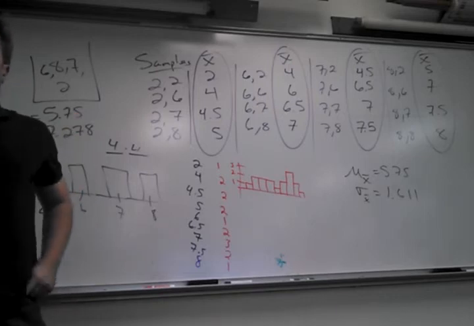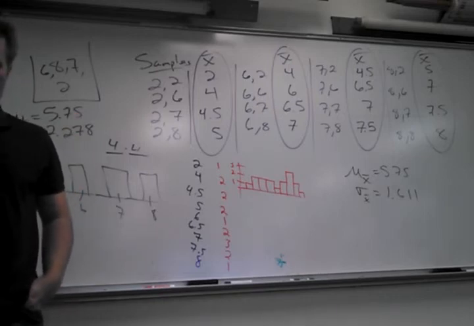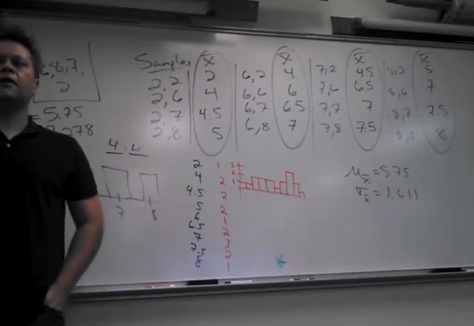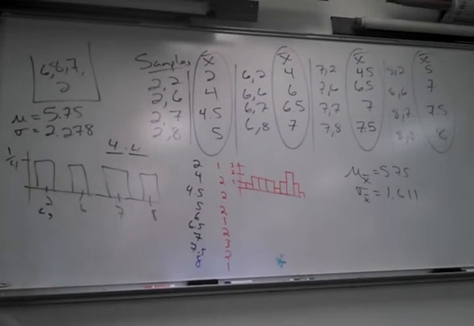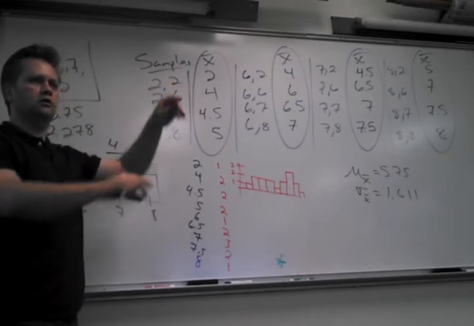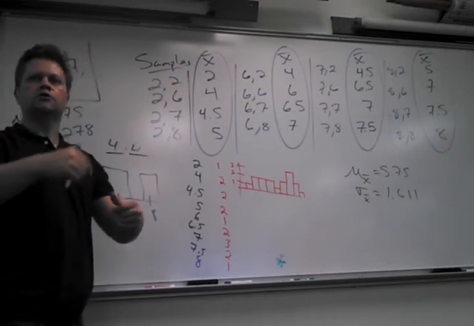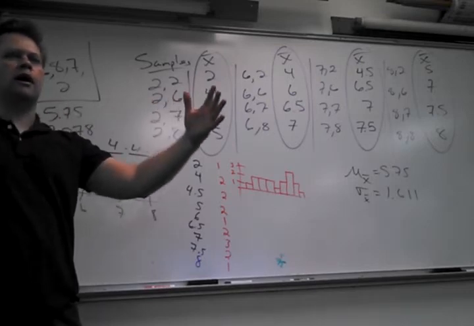How big of a sample did we take? We say it like that first. How many samples did we take? 16. How big was each sample? Yeah, each sample was how big? 2. Right, we took a number and then we picked another number. So our sample size was 2, and we repeated that until we got everything.